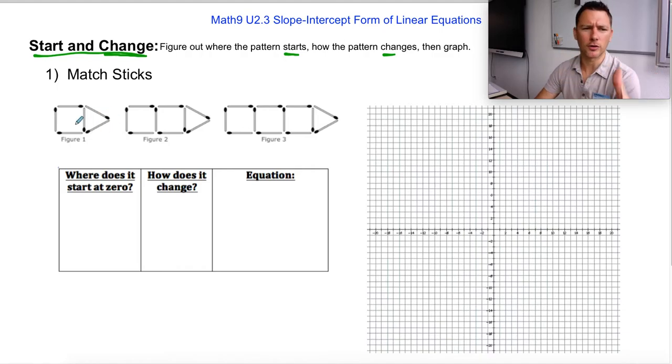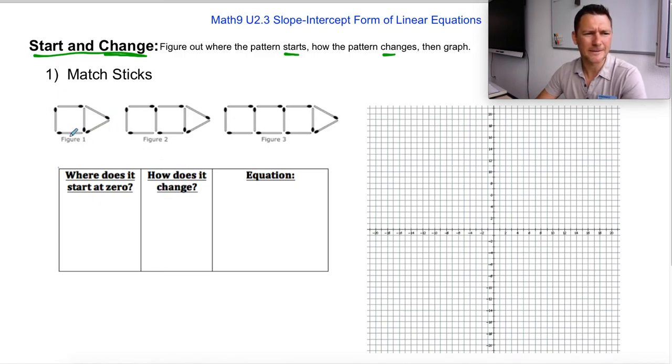This is a figure. It's a shape made of matchsticks, right? And this one has some matchsticks, and this one adds this square, so it adds some more matchsticks. So what we want to figure out is how many are here, how many are here, how many are here, how does it change, and where does it start at 0? And I'll talk about that. Let's just look at this first.